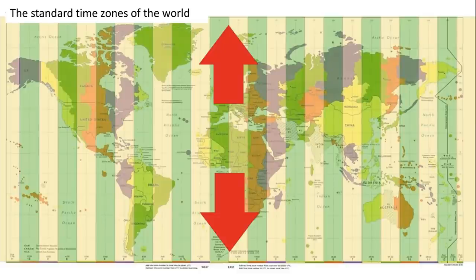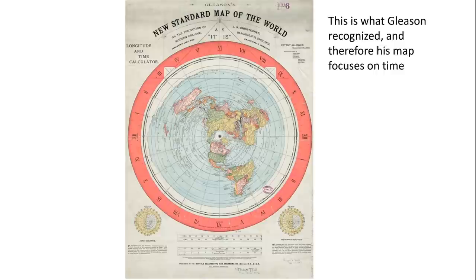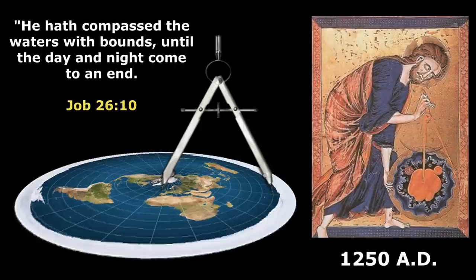Let's now put the pieces together on the Gleason's AE map and see how it all fits perfectly the divine clock. Scripture supports the notion that Earth has a circular shape. Job 26:10 reads, "He hath compassed the waters with bounds until the day and night come to an end." This is a 13th century painting showing the Creator using a compass to form the shape of the Earth.